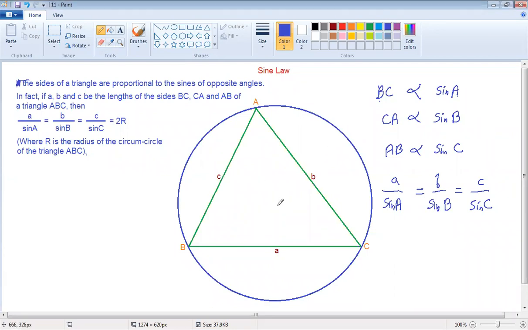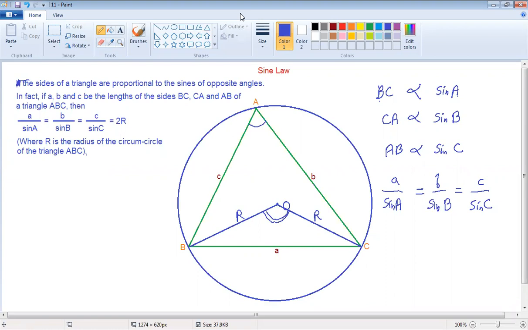Suppose its center is O. If we join OB, then it is a radius. Similarly, if we join OC, this is also a radius. So these are radii of the circle, and the radius is given as capital R. Now from the properties of circles done in the 9th class, if this angle is capital A, what is the angle BOC? Who will tell?